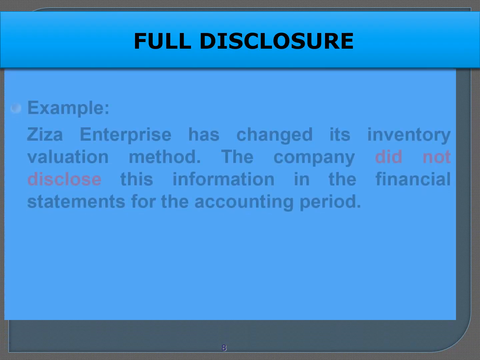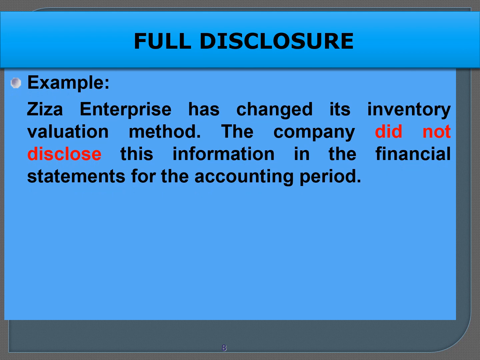Is the situation below relevant to the principle of full disclosure? AA Enterprise has changed its inventory valuation method. The company did not disclose this information in the financial statements for the accounting period. What do you think?